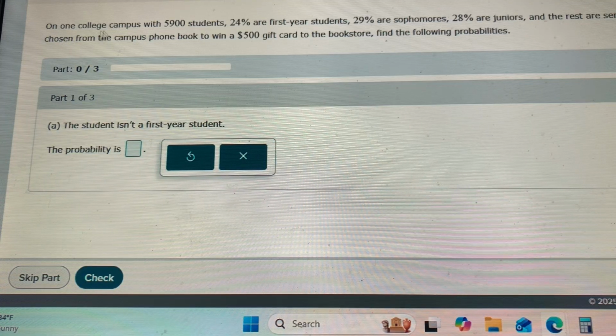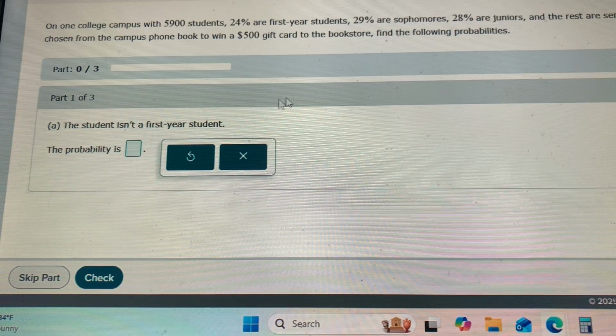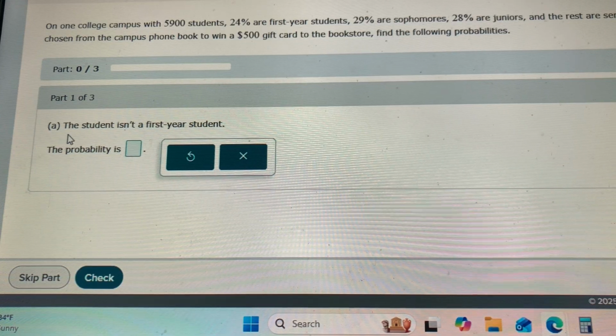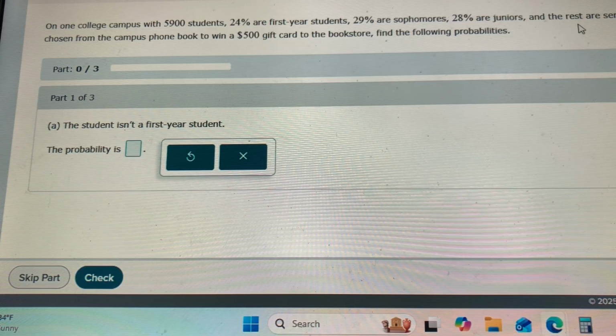On one college campus with 5,900 students, 24% are first year students, 29% are sophomores, 28% are juniors, the rest are seniors. If a student is randomly chosen from the campus phone book to win a $500 gift card from the bookstore, find these probabilities. We want the probability that the student isn't a first year student. You could add up the sophomores, the juniors, and the seniors, but the problem is you don't even know the seniors. They didn't even tell us that one. So you'd even have to figure that out first.